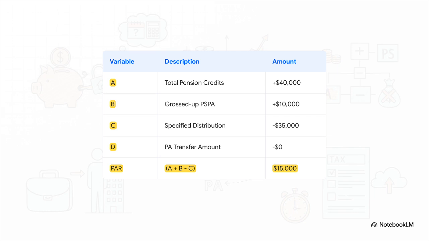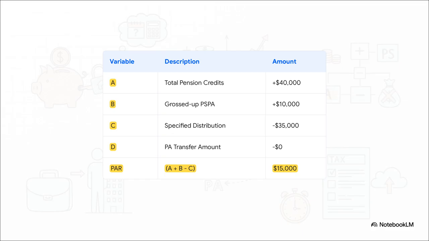So, amount A, her total pension credits, comes to $40,000. Amount B, a PSPA she had, adds another $10,000, so A plus B is $50,000. That's the total RRSP room that was reduced over her time in the plan.